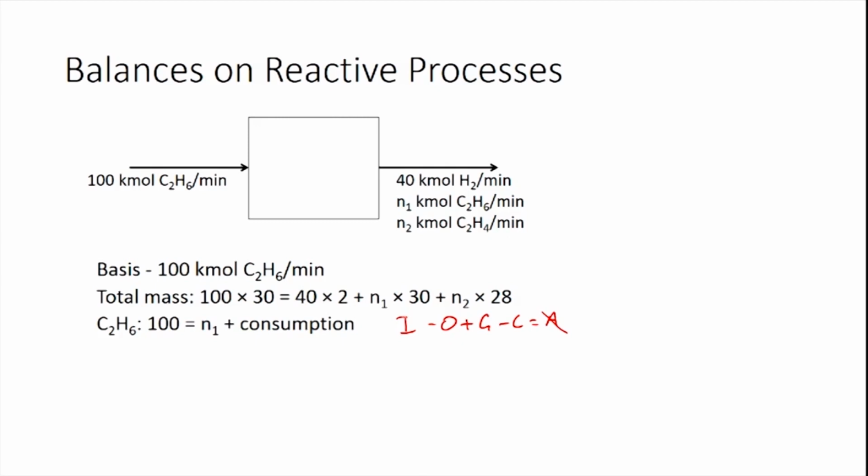Now, we have an input term for ethane because we know 100 kilomoles of ethane is entering. There is also an output term because we know that N1 kilomoles of ethane is leaving the system. Is there a generation term? No, because this is a reactant. So, the generation term goes to 0. However, we still have a consumption term. So, this means the equation comes down to input equals output plus consumption, which is what we have written here, which is N1 plus consumption.